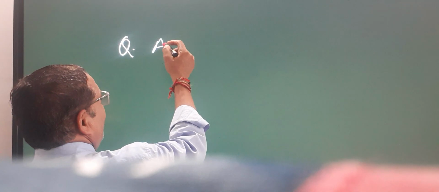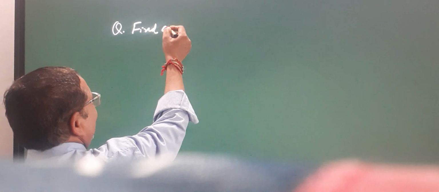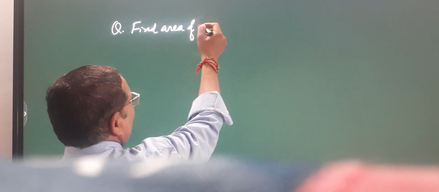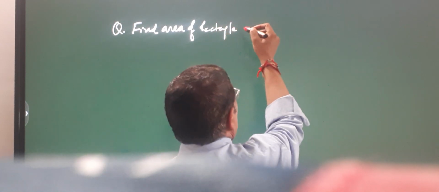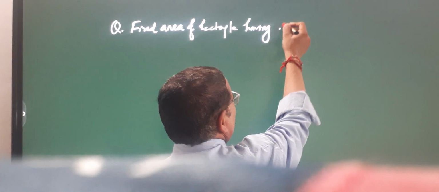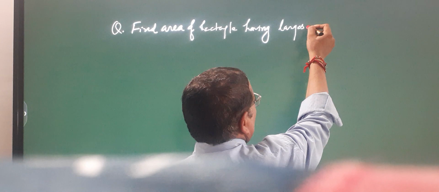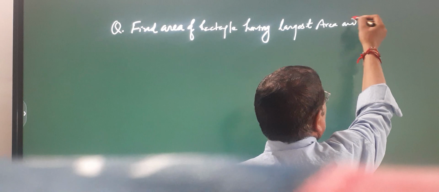Area. Actually dimensions of the that. What is the question? Dimensions of. Find the area of the largest rectangle. Find. Question is find area of rectangle having largest area and perimeter.